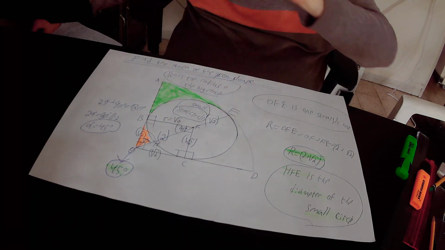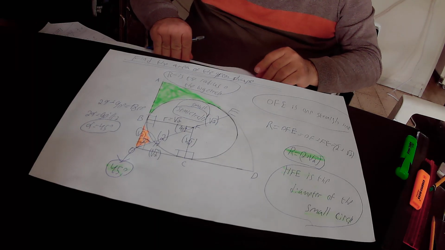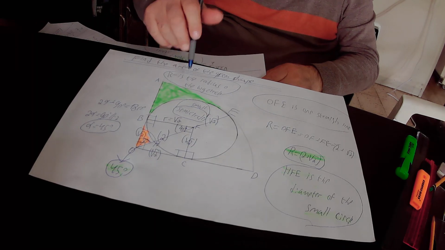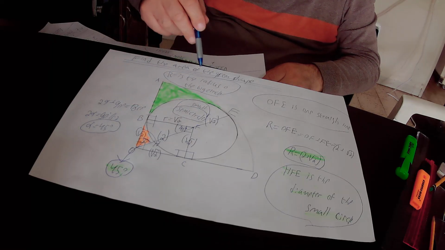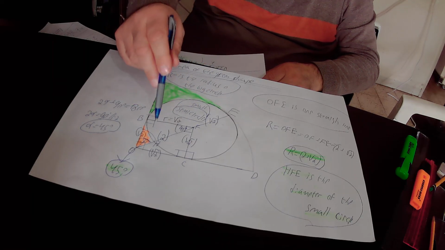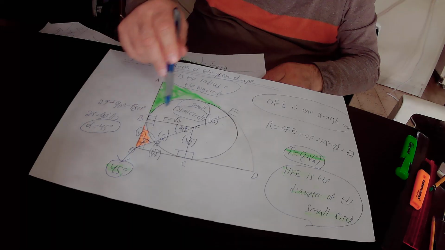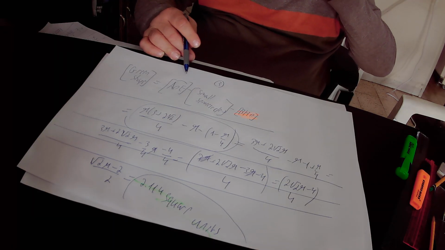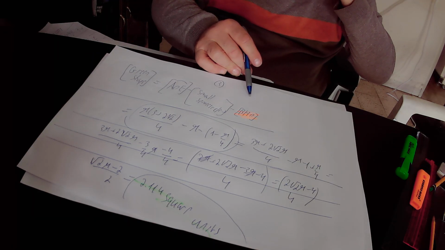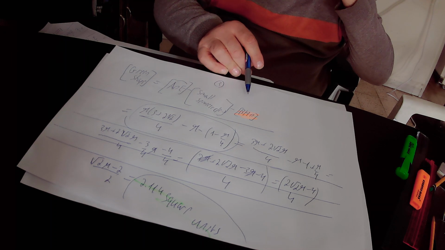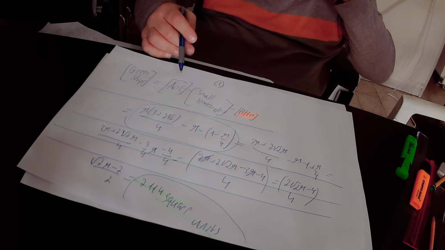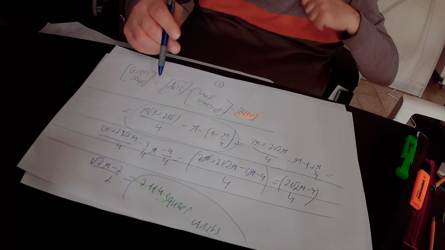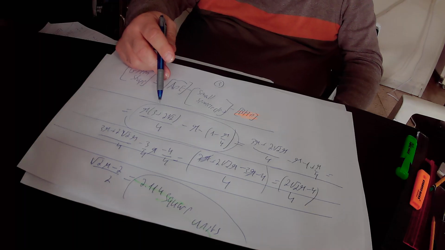Our mission is to find the area of this green shape. The area of this green shape equals the area of the big sector AOE minus the area of this small semicircle minus the area of this orange shape BHO. Repeat again, the area of the green shape equals the area of the big sector AOE minus the area of the small semicircle minus the area of the orange shape BHO. We have already found that the area of the big sector AOE equals pi times (3 plus 2 times root of 2) over 4.